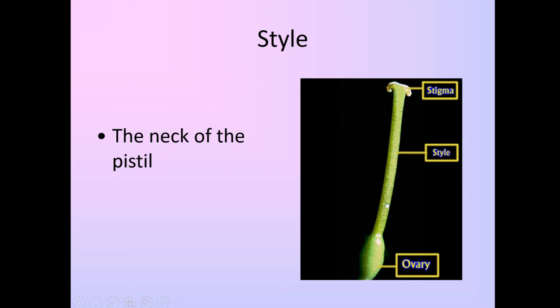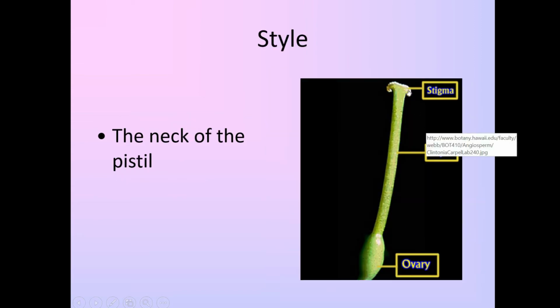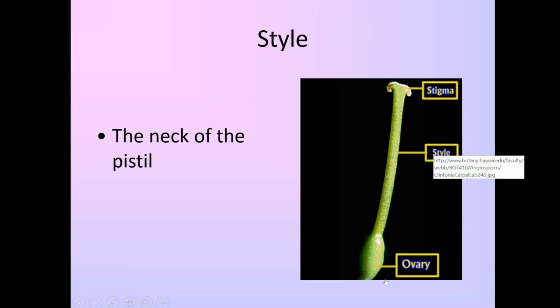Okay, this is the style, the neck of the pistil. This style holds the stigma of the plant. And another part here is the stigma. Then we have the style, and we have the ovary.